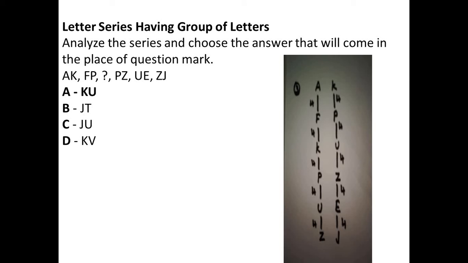Next is having group of letters. See, whenever you have group of letters, you better write it in vertical way, so you will easily find the answer. See, between A and F, there are 4 letters. Likewise, F and after 4 letters, what do you get? It is K. Then similarly K and P, in between there are 4 letters. P after 4 letters you get U. Hence the option is K, U.